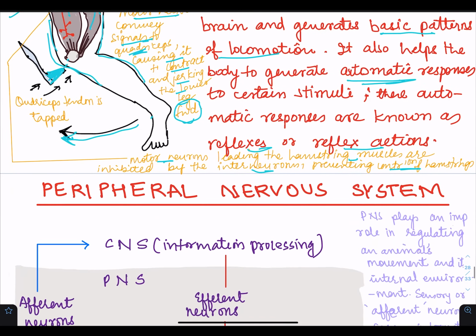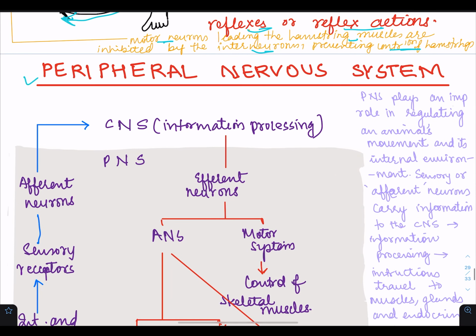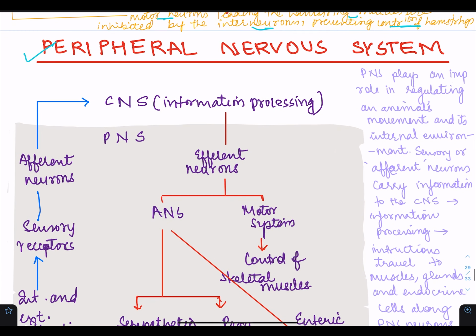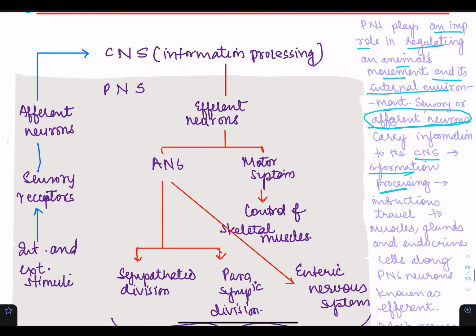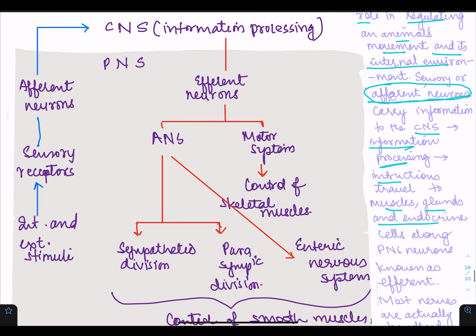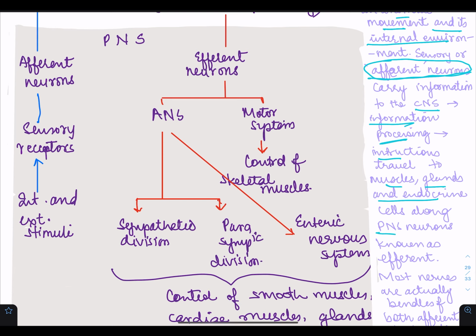Okay. Now we have a look at the peripheral nervous system. The peripheral nervous system plays an important role in regulating an animal's movement and its internal environment. Sensory neurons are known as afferent neurons. They carry information to the CNS, where information processing takes place. Then the instructions will travel to the muscles, glands, and endocrine cells along the peripheral nervous system.